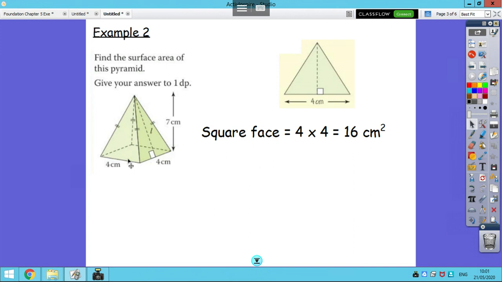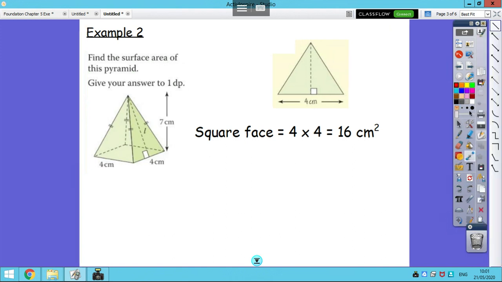All we know is the distance at the bottom is 4, and the distance to the centre, where that 7 would go up, would be 2. So I'm actually going to fill that in. The distance to the centre from that would be 2. So that would be 2 centimetres there.